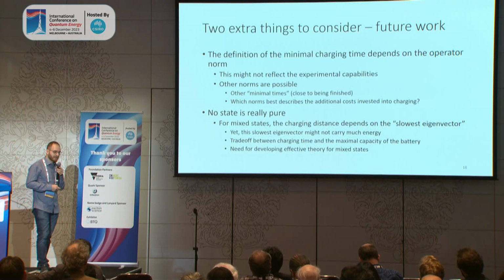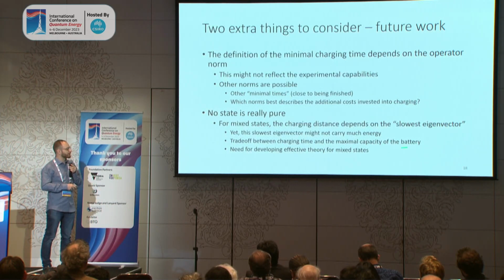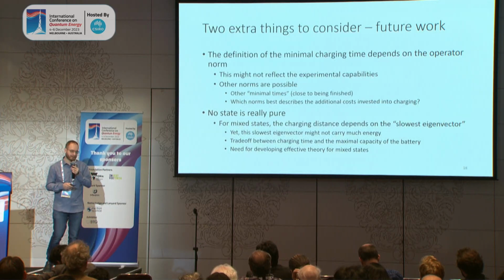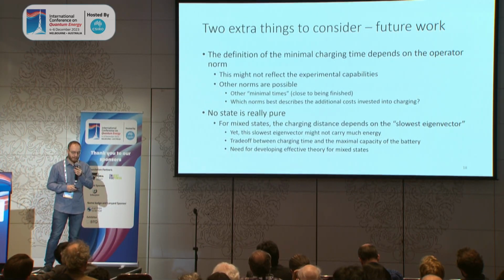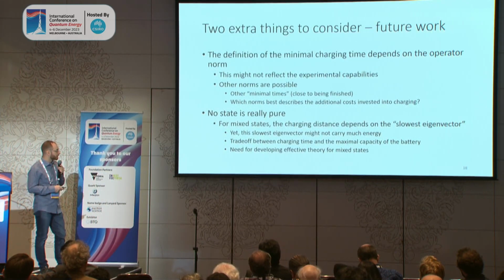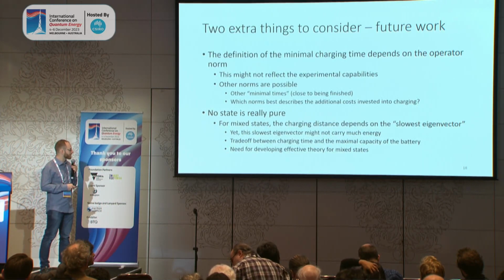However, some slowest eigenvectors might not carry much energy. So maybe there is some kind of trade-off between charging time and maximal capacity of the battery. Maybe we can charge faster by ignoring certain subspaces, but that limits the maximal capacity, and that's somewhat analogous to standard batteries as well. It takes much longer to charge the last 20% of the battery than the first 80%.